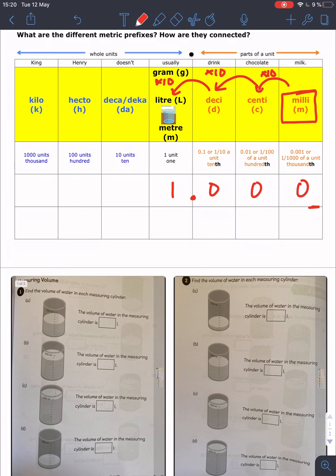Another way to think about that would be if I took this liter and I divided the liter into 10 equal parts, then I would have a deciliter. If I divided a deciliter into 10 equal parts, I would have a centiliter. And if I divided a centiliter into 10 equal parts, I would have a milliliter.